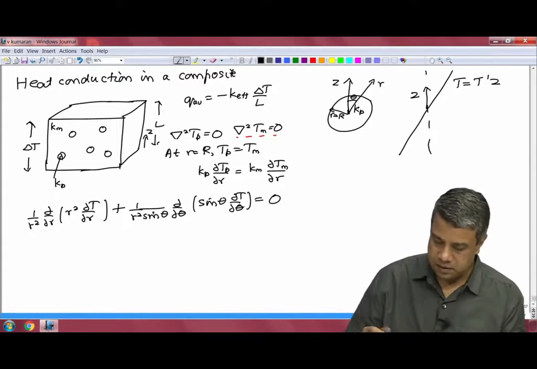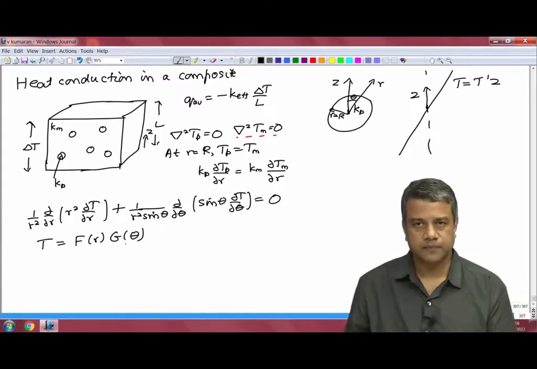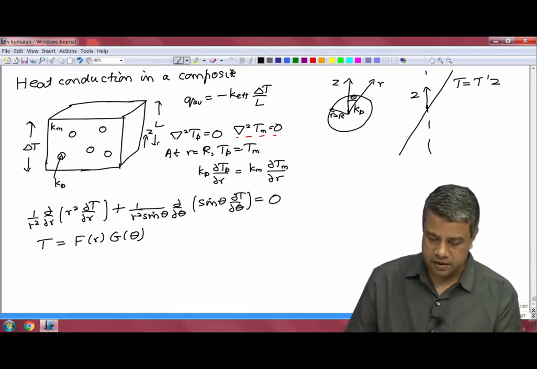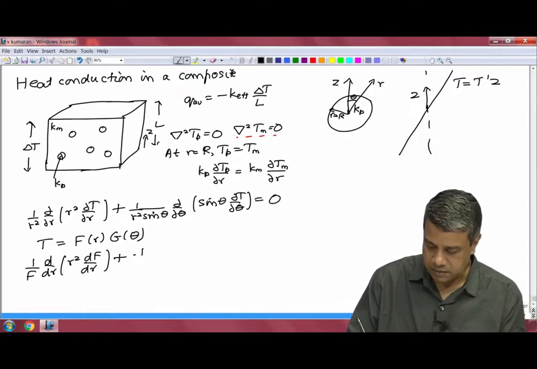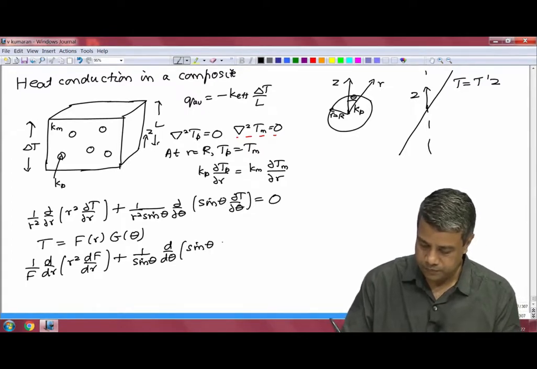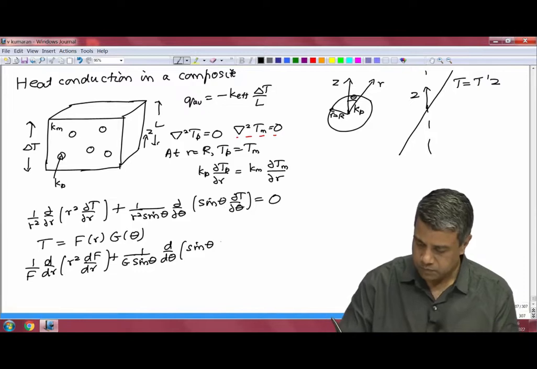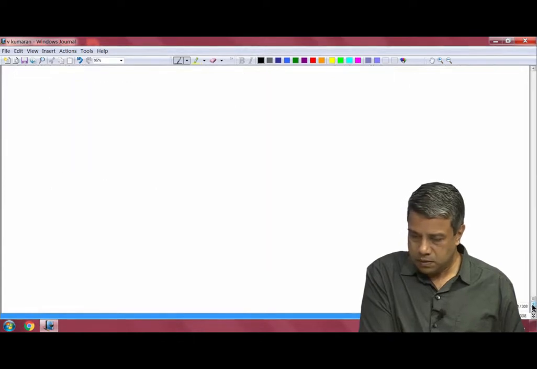And if you recall, we had used separation of variables, T is equal to some function of r times G of theta, and substituted that into the equation and multiplied by r square divided by f times g to get 1 over f d by dr of r square df by dr plus 1 over sin theta (d by d theta of sin theta dG by d theta) over G equals 0. So, those were the equations.